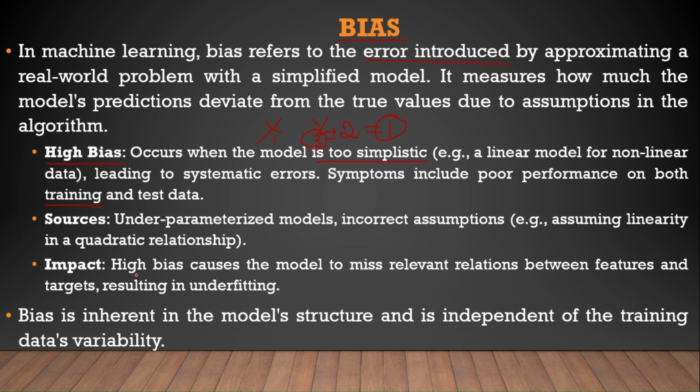What is the impact of high bias? High bias causes the model to miss the relevant relationships between the features and target, resulting in underfitting. If it is this kind of error, it will be considered underfitting. We'll see that underfitting with the help of some graphical structure later. Keep in mind, if you are going for bias, we'll be seeing underfitting, right? Bias is inherent in the model structure and independent of the training data variability.